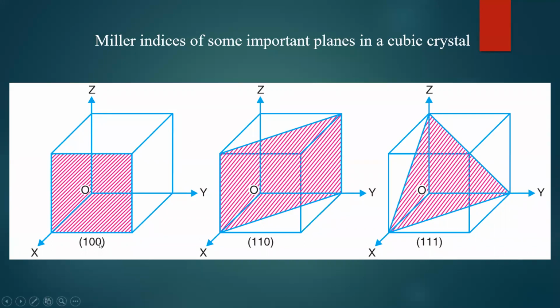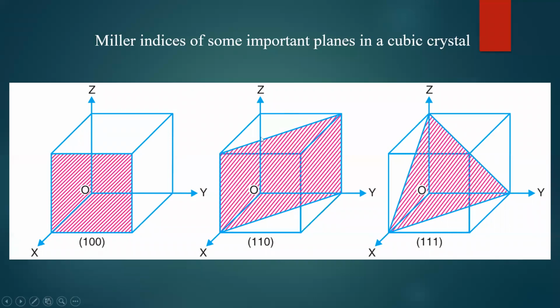So if you take the Miller indices, corresponding to the Y-axis it is 0 because its intercept is at infinity. With respect to the Z-axis also, it is 0. And with respect to the X-axis, the intercept is 1. If we take 1 by 1, it is again giving you 1 only. So 1, 0, 0. The plane is represented by this particular figure.